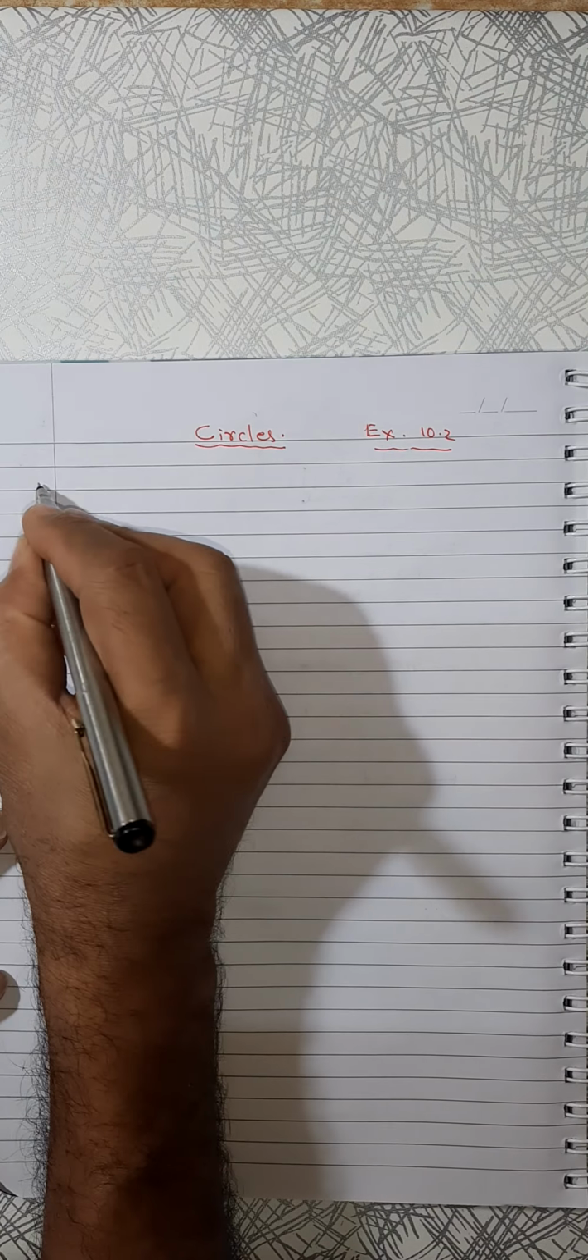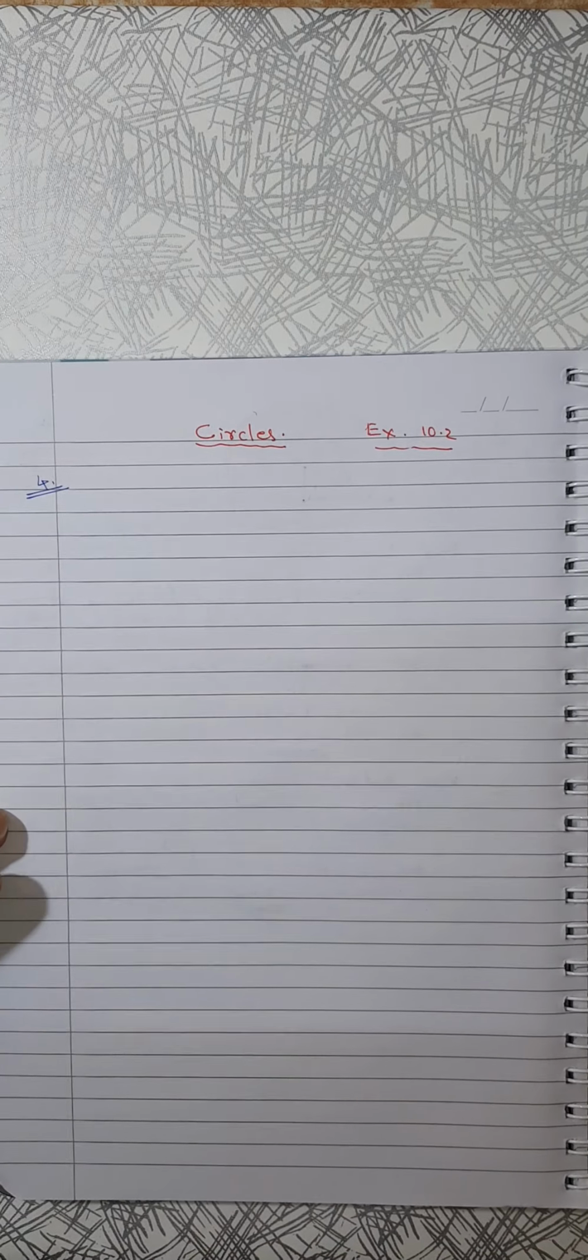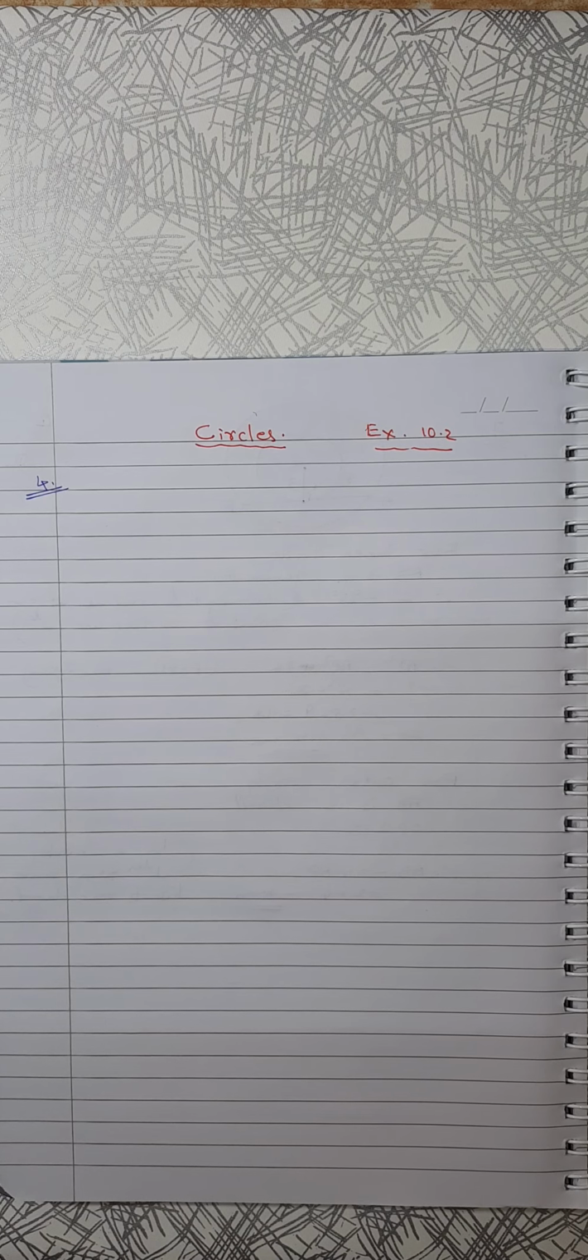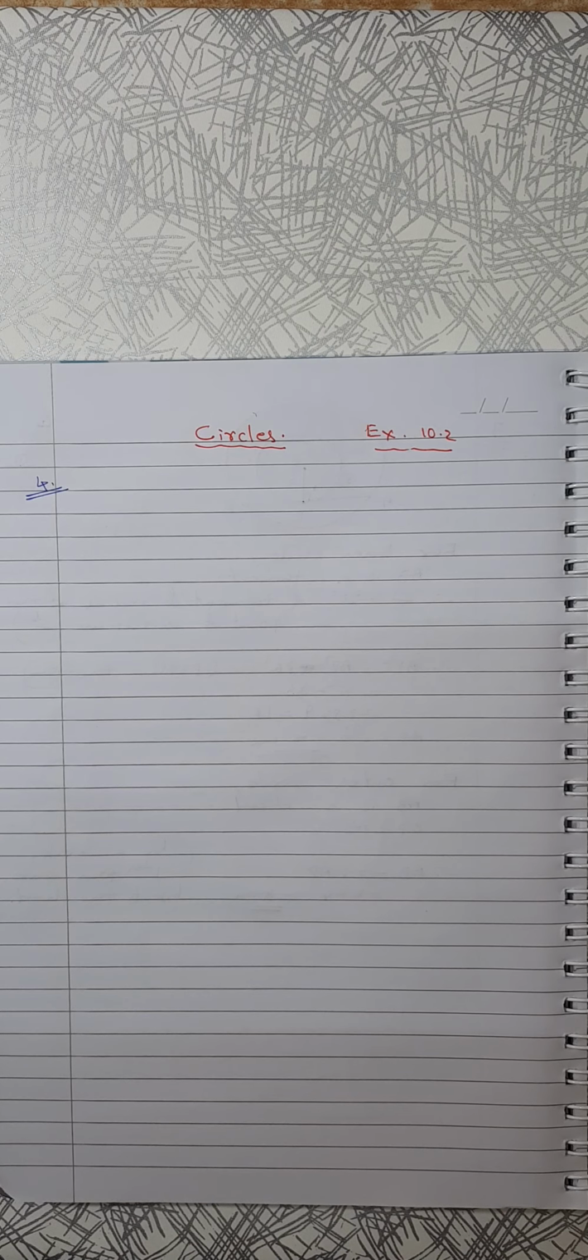Today we will do the prove that questions from the chapter circles. Questions are from exercise 10.2. First prove that question is question number 4. Question 4. Prove that tangents drawn at the ends of a diameter of a circle are parallel.